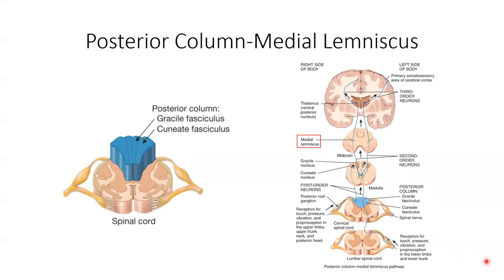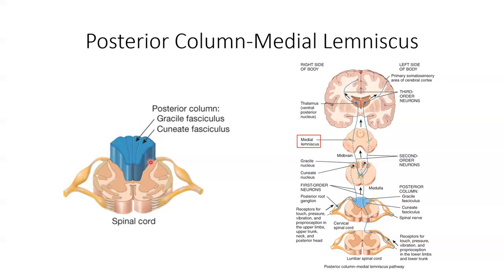So starting to look at each of those 3 major pathways in more detail, we'll start with the posterior column medial lemniscus pathway. And this pathway is named in relation to the 2 white matter tracts that carry the nerve impulses. So we have the posterior column of the spinal cord, and then the medial lemniscus of the brainstem. The posterior column is this part here. Remember, it's that white matter on the posterior side or the back of the spinal cord.